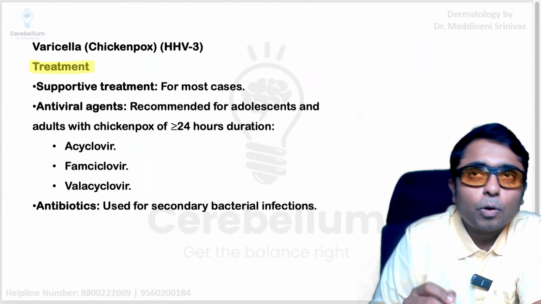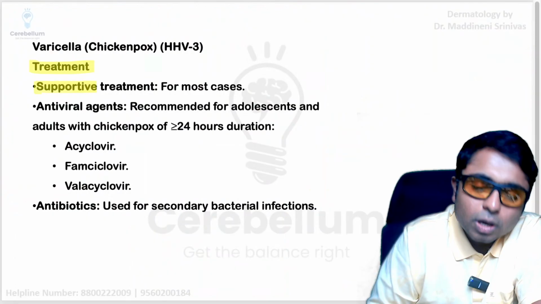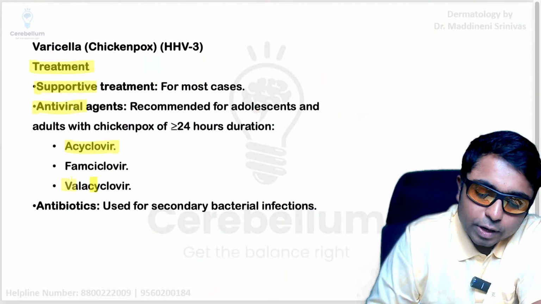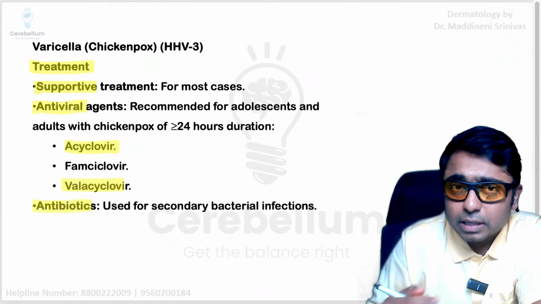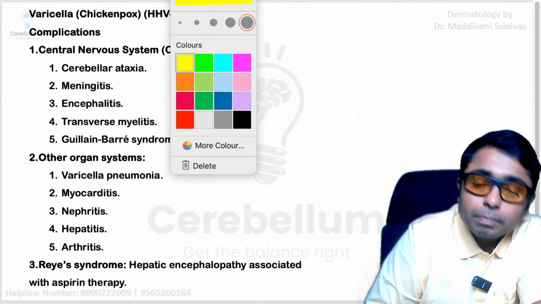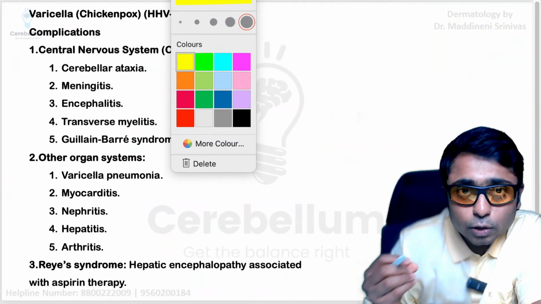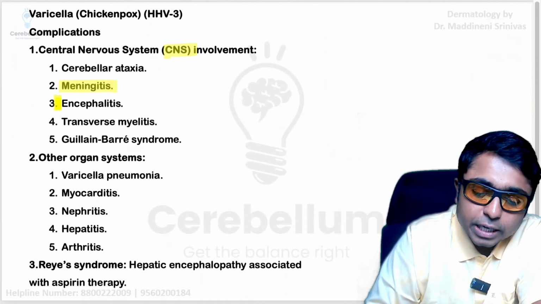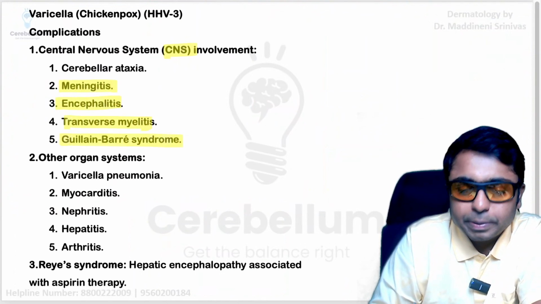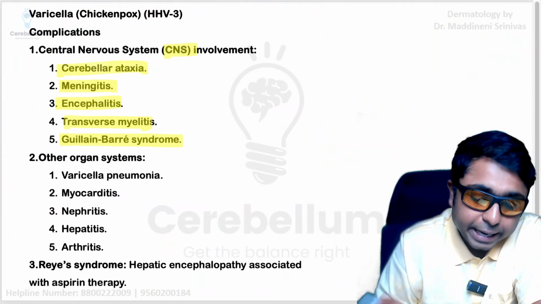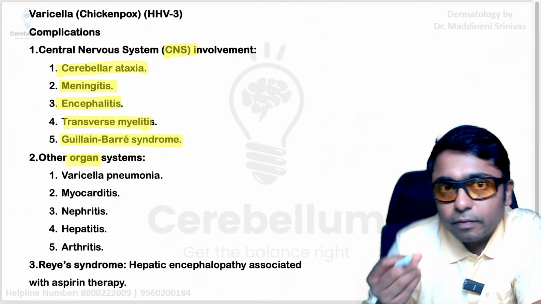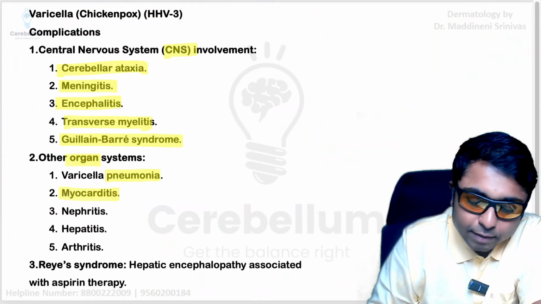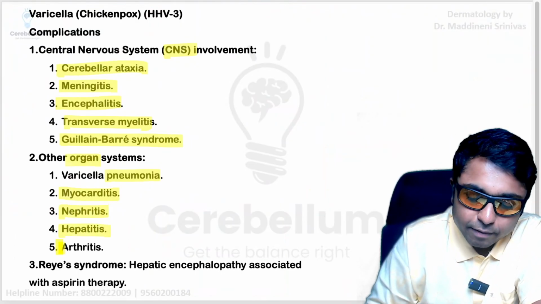Coming to the treatment, supportive treatment is what is recommended. So bed rest and antipyretics, antiviral agents, acyclovir, valacyclovir can be given, antibiotics if there is bacterial infection, and remember to write down the other systems which are going to be affected. The patients can have CNS involvement in the form of meningitis, encephalitis, transverse myelitis, GBS, Guillain-Barré syndrome, and cerebellar ataxia. Other organs can also be affected. Lungs can become affected, pneumonia. There can be inflammation of the heart, kidneys, liver and joints.